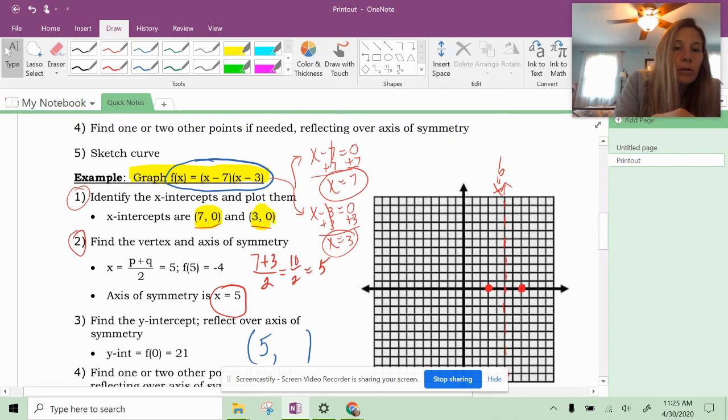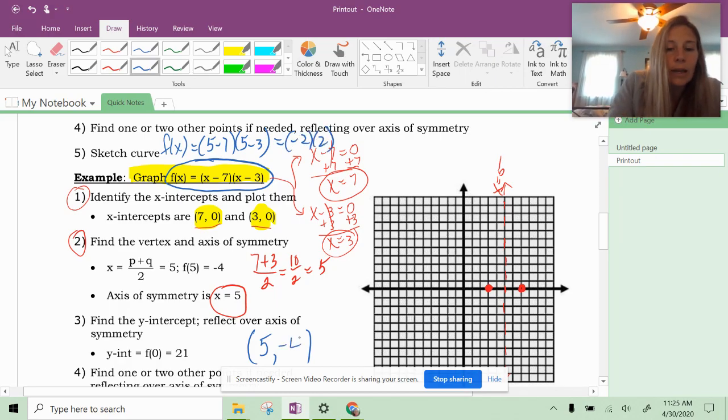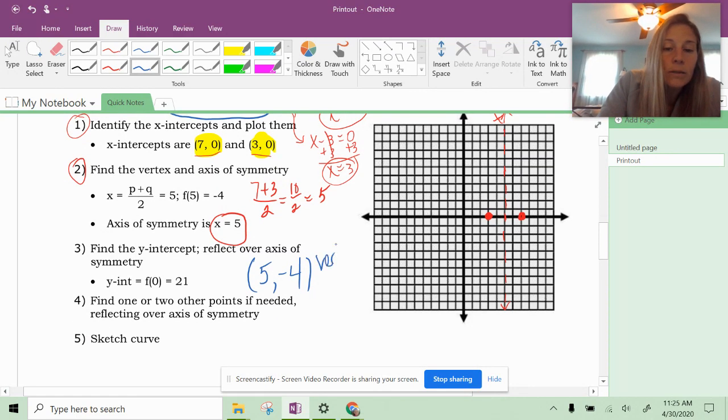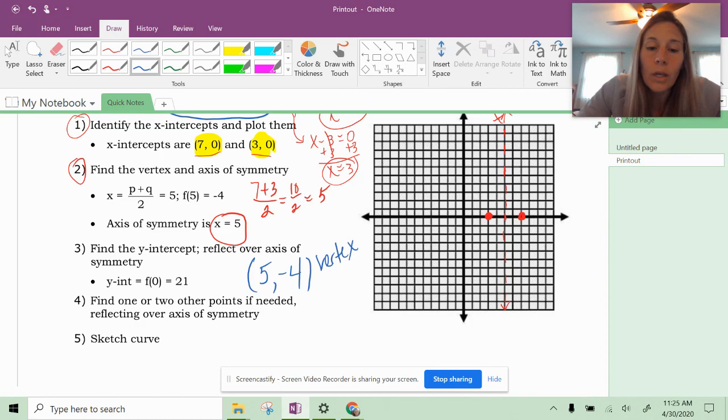I'm going to just slide up here and do that. If I put in a 5 minus 7 and then a 5 minus 3, I end up with a negative 2 times a positive 2, which is negative 4. So that tells me that my vertex is at 5, negative 4. I'm going over 1, 2, 3, 4, 5, and then down 1, 2, 3, 4. So it's right there, and then you can draw your parabola.